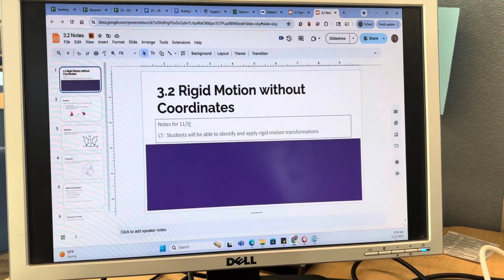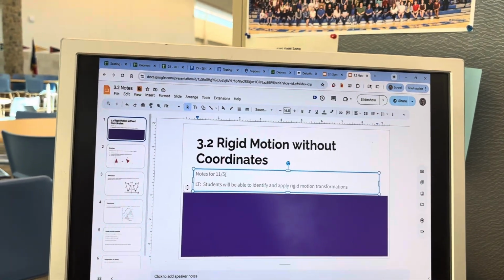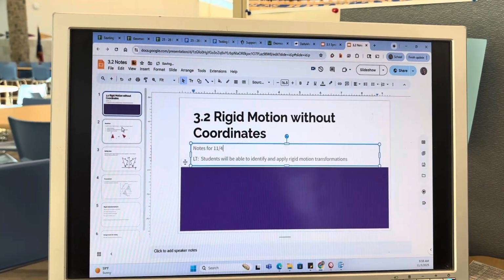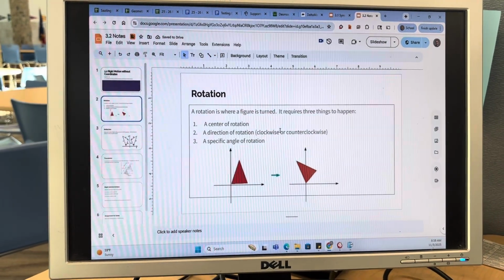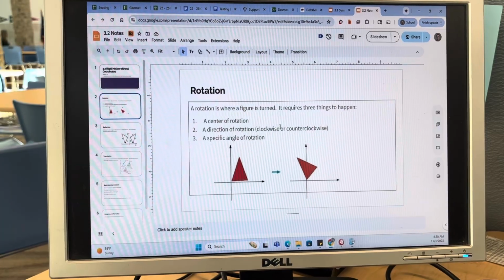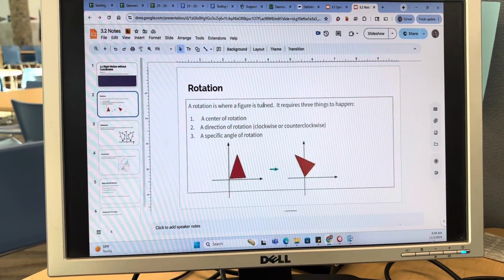I'm going to take you through these notes right here for 3.2, rigid motion without coordinates. These are not the notes for 11.5. These are going to be the notes for 11.4. So the first one that you will need to write down in the notes is rotation. Rotation is where a figure is turned.